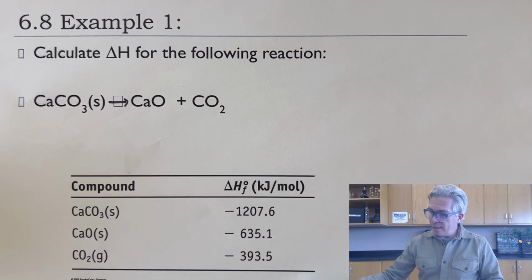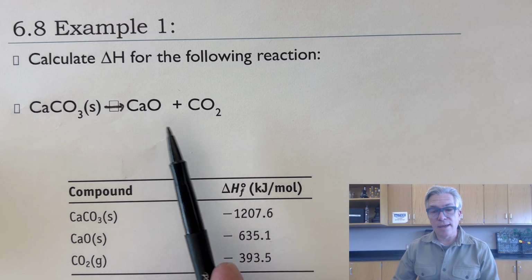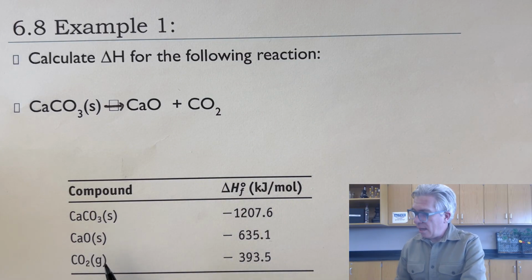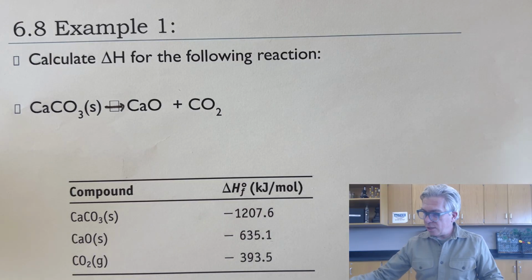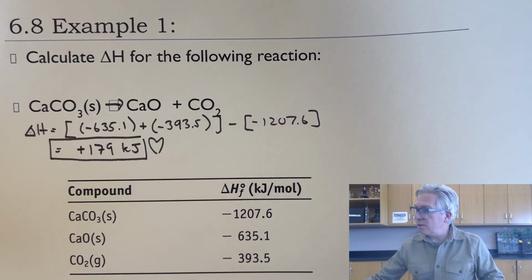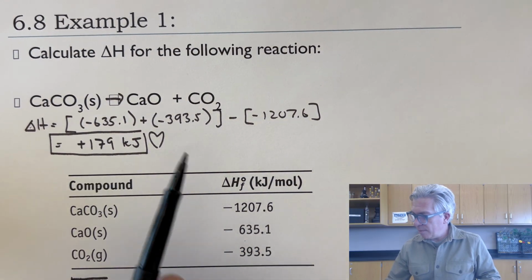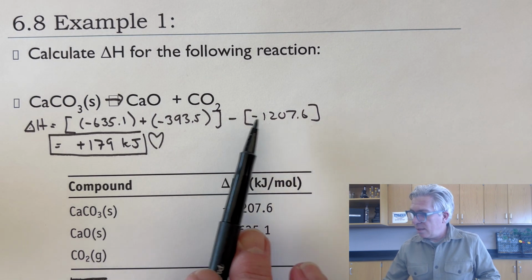Example number 1, calculate delta H for the following reaction. Okay, so calcium carbonate decomposing into calcium oxide and carbon dioxide. Here's a mini table with some data in it that we need. And we can then say, if I want to do the delta H for this reaction, I simply have to add up, and I like to use these brackets to do it. Add up the two products. Calcium oxide is negative 635.1. Carbon dioxide is negative 393.5, minus the reactants.